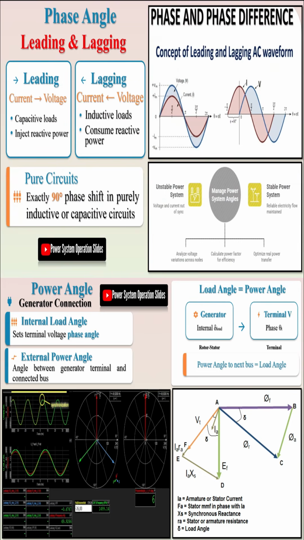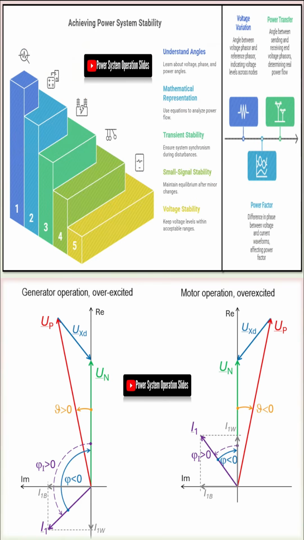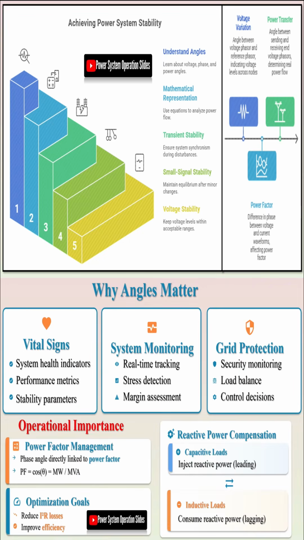Capacitive loads cause the current to lead the voltage, as capacitors inject reactive power and push the current waveform slightly ahead in time. Conversely, inductive loads, such as motors and transformers, cause the current to lag behind the voltage, as they consume reactive power and create a delay.